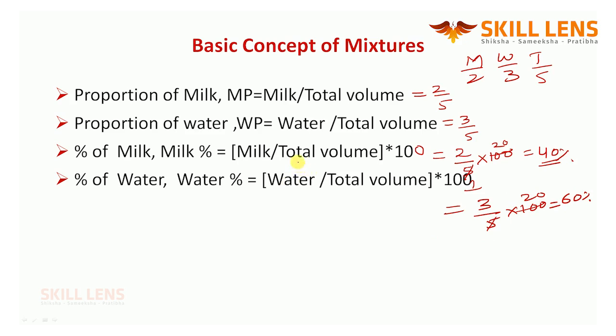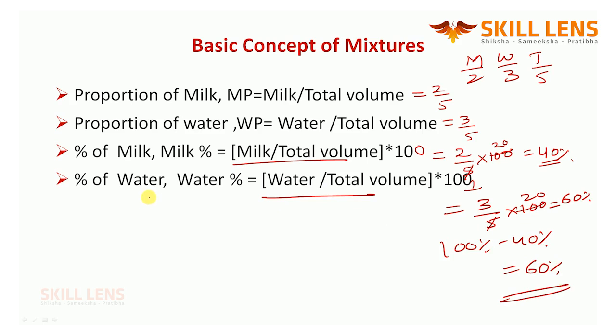But I told you, if you know the milk, automatically you can calculate water. How? 100 minus 40. So that will give you what? 60. So that's how you can get your answer. Okay. So this is how you can get your answer.